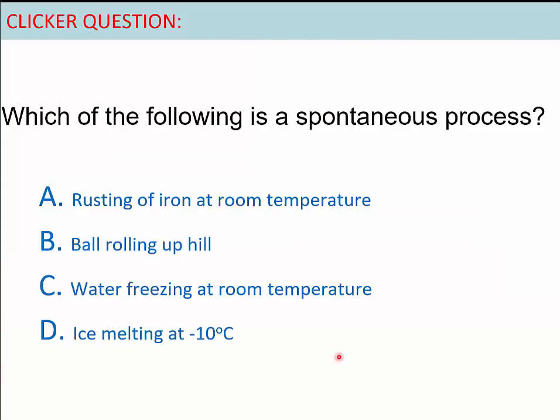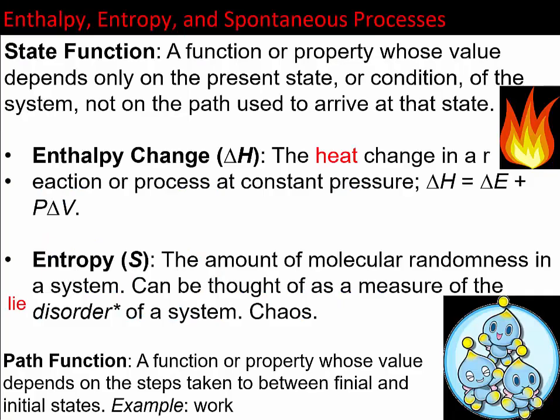So, for example, here's a clicker question. Which of the following is a spontaneous process? Pause. Answer it. Yeah, very straightforward. It's the iron rusting at room temperature. All the others are non-spontaneous.